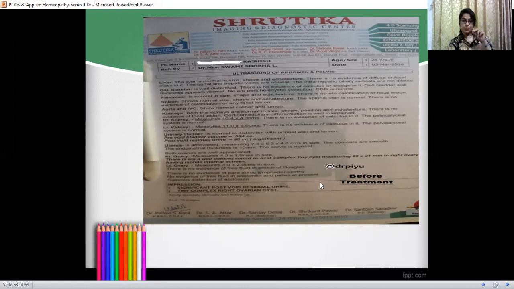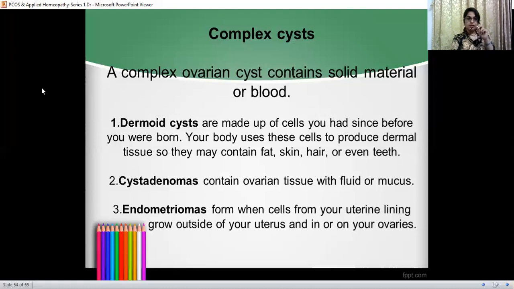You know what a complex cyst is? You have types of cyst: simple cyst, complex cyst, endometriosis. A complex ovarian cyst contains solid material or blood. You have three forms: dermoid cysts, cystadenomas, endometriomas. Dermoid cysts are made up of cells you had since before you were born. Your body uses these cells to produce dermal tissue, so they may contain fat, skin, hair, or even teeth. Cystadenomas contain ovarian tissue with fluid or mucus. Endometriomas form when cells from your uterine lining grow in or on your ovaries. So she had a complex cyst.